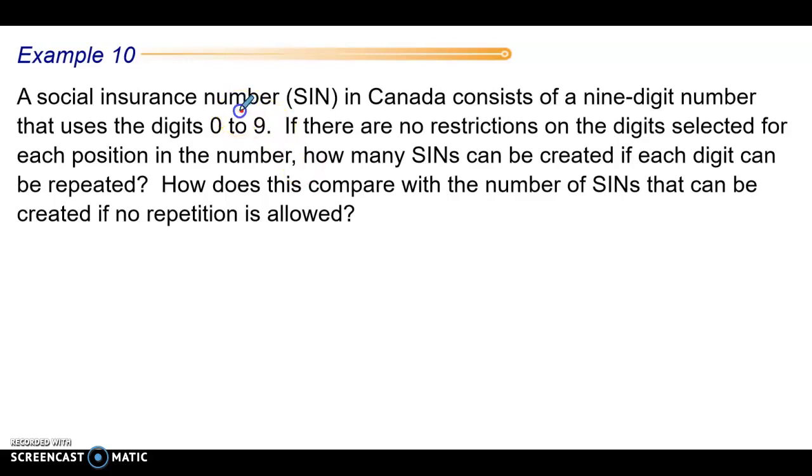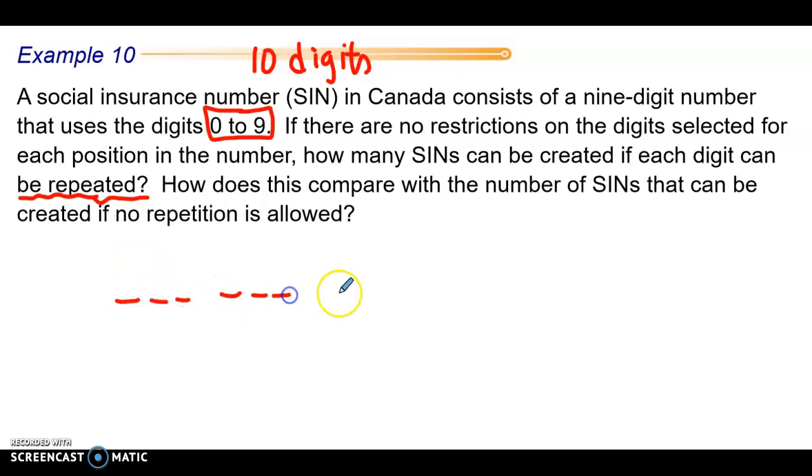So a few things to start. First of all, we can use digits 0 to 9. So there are 10 digits that we can choose from. We are first looking for the number of social insurance numbers that can be created if each digit can be repeated. Okay? So there are 9 positions. 1, 2, 3, 4, 5, 6, 7, 8, 9.